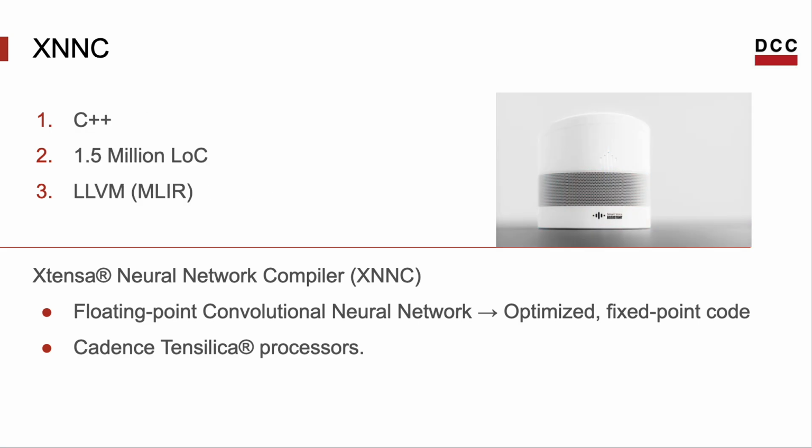XNNC is implemented in C++. It's a relatively large project, although much smaller than GCC or LLVM. It still has 1.5 million lines of code. It uses a little bit of LLVM. In particular, it uses some MLIR dialects.